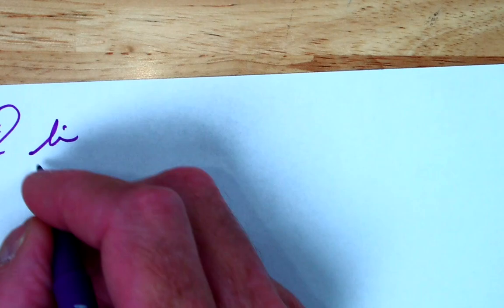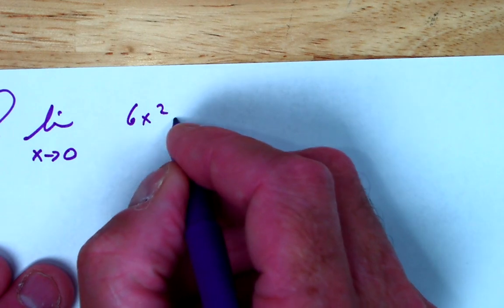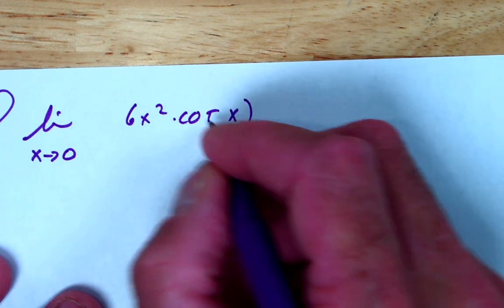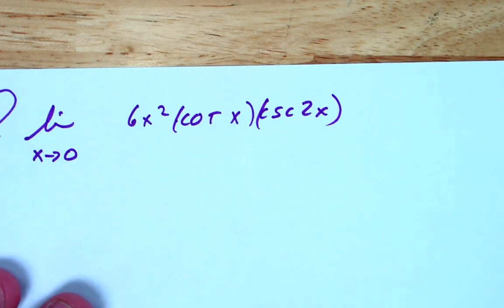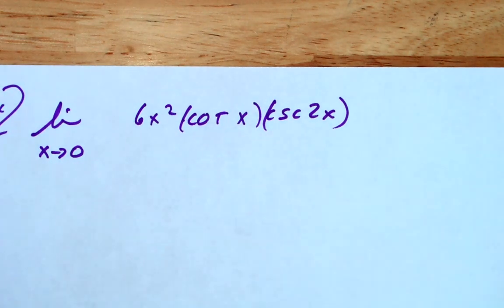This one I think you'll like better. Limit as x approaches 0 of 6x squared times cotangent x times cosecant of 2x. Obviously, we're going to do a bunch of trig simplification.